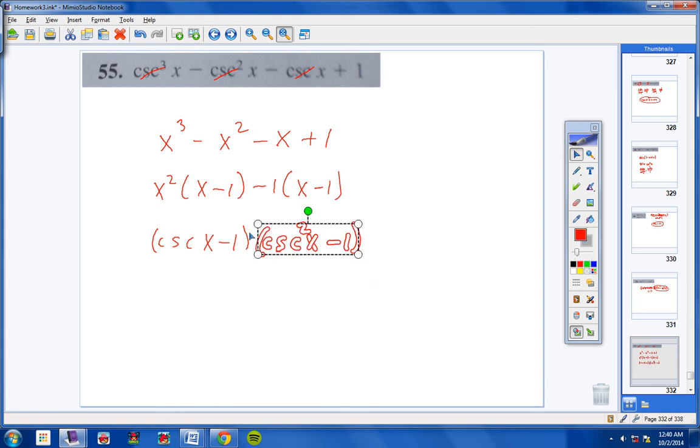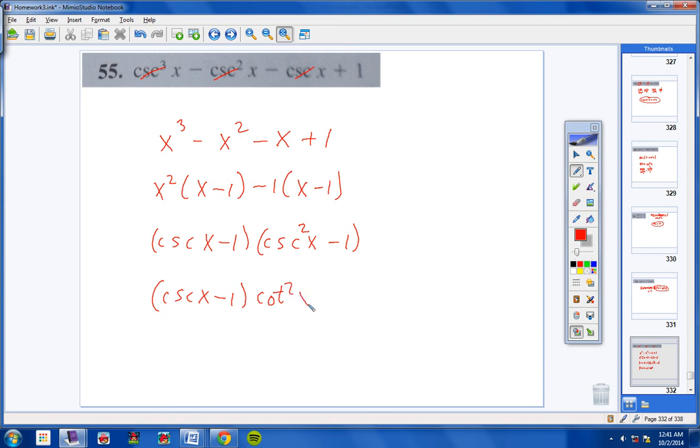Now, let's see here what else we can do quickly. I believe, yes, there's a trig substitution for this right here. For cosecant squared x minus 1, we can actually put cotangent squared. So I'm going to bring down this parentheses here, and then for this parentheses, I'm going to put cotangent squared x. And that's exactly what they have in the back of the book. Okay, so we're cruising right along.